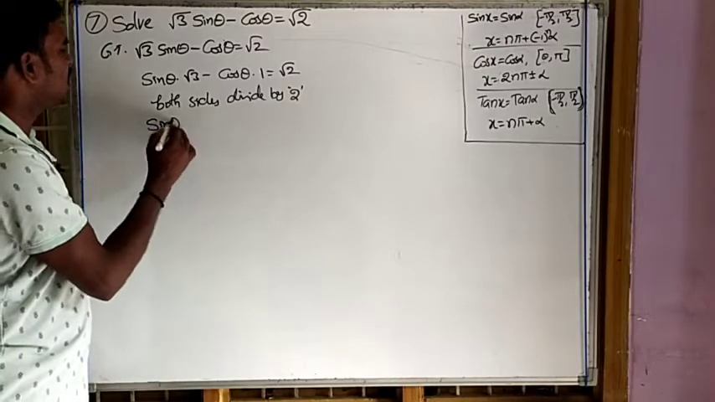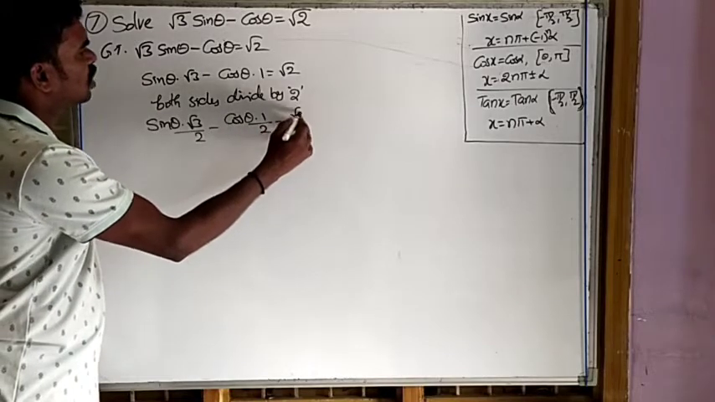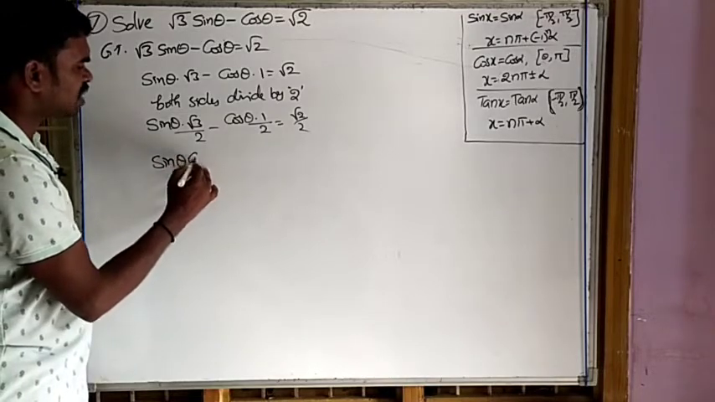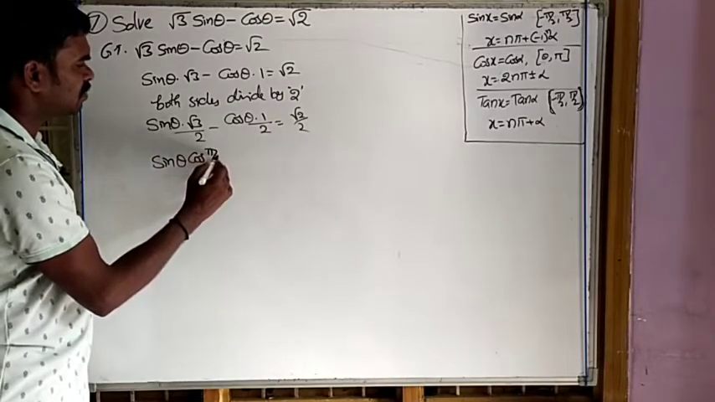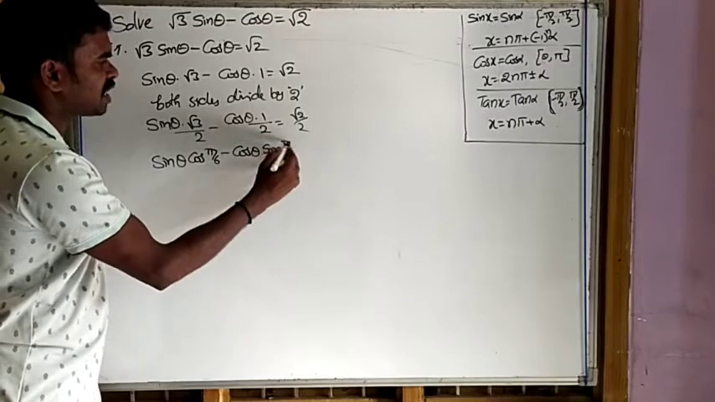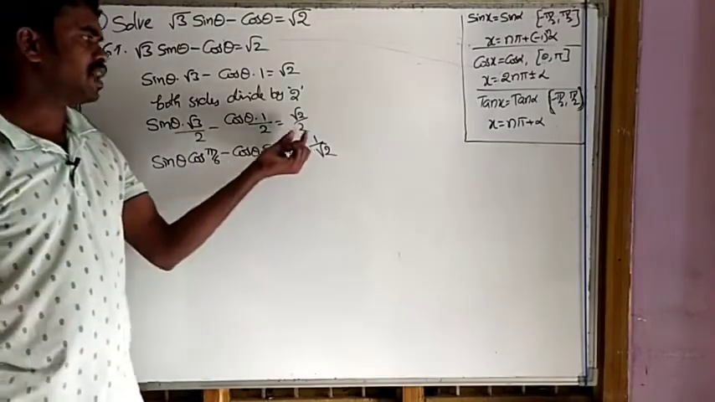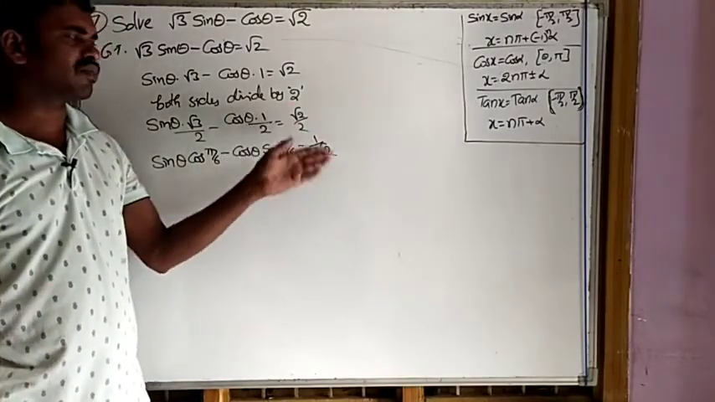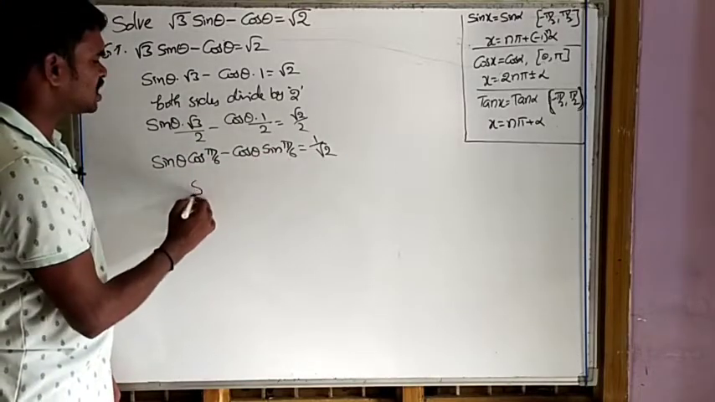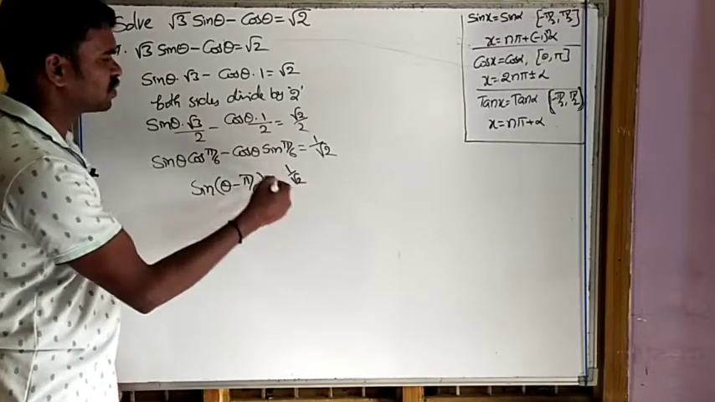We get sin theta into root 3 by 2 minus cos theta into 1 by 2 is equal to root 2 by 2. Root 3 by 2 in terms of cos, we can write cos 30, 30 means pi by 6. And 1 by 2 for cos theta, in terms of sin, sin 30 means sin pi by 6. Root 2 by 2 means 1 by root 2. The denominator is 2, it is root 2 into root 2, the root 2 cancels, 1 by root 2 remains. Now this is the expansion of sin A cos B minus cos A sin B, so that is sin of A minus B, that means theta minus pi by 6 is equal to 1 by root 2.